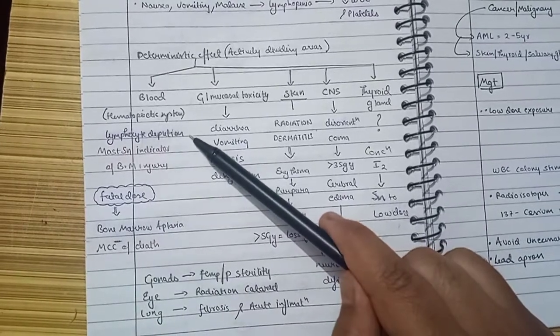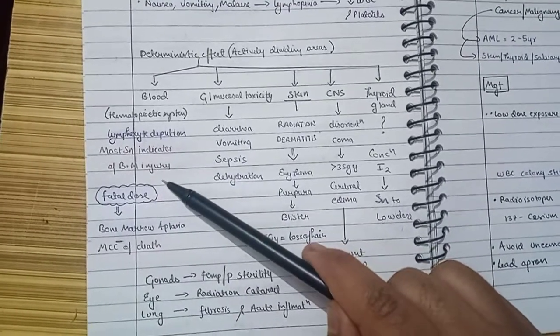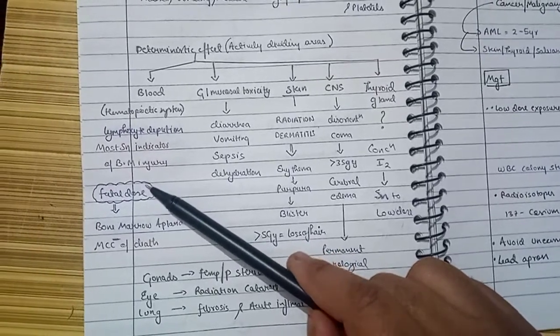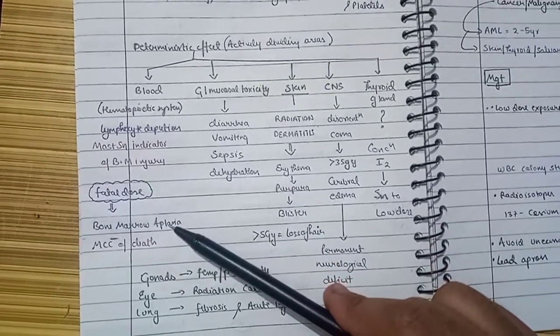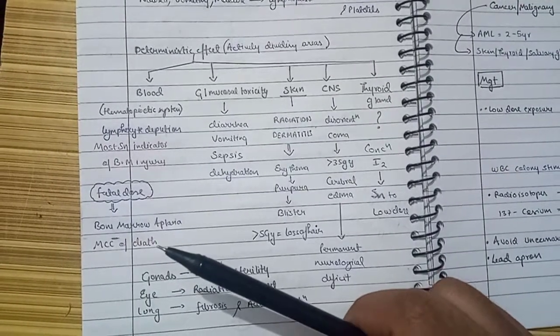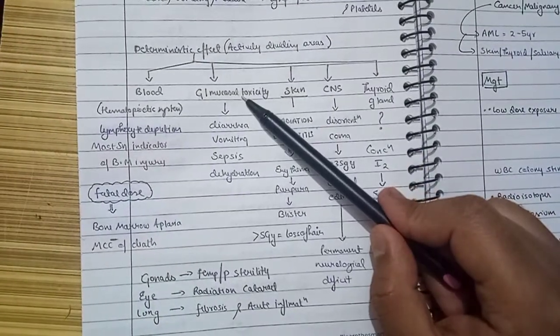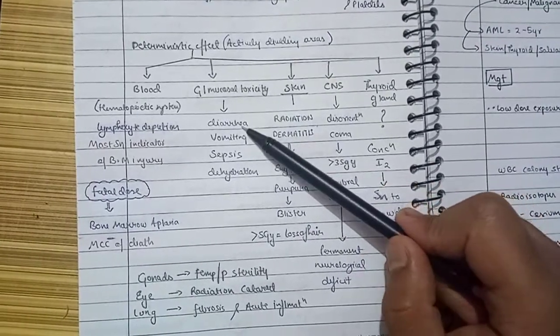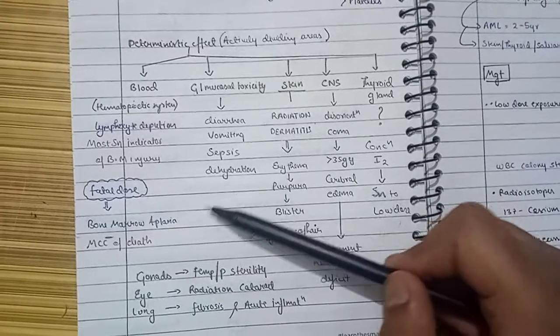So the deterministic effect in the hematopoietic system is lymphocyte depletion, and this is the most sensitive indicator of a bone marrow injury. Okay, whenever there is exposure to fatal dose of the radiation, there is bone marrow aplasia, and this is the most common cause of death in the case of radiation. The GI mucosal toxicity will lead to atrophy of the GI mucosa, plus there will be diarrhea, vomiting, sepsis, and dehydration.